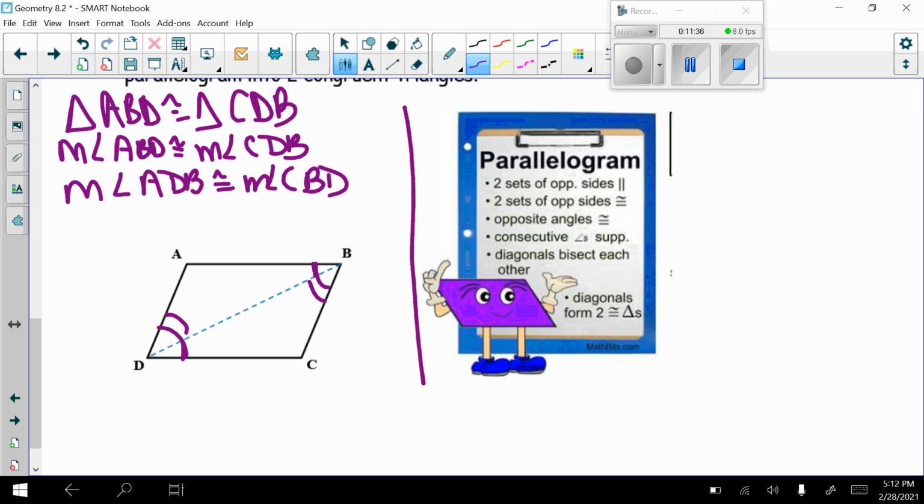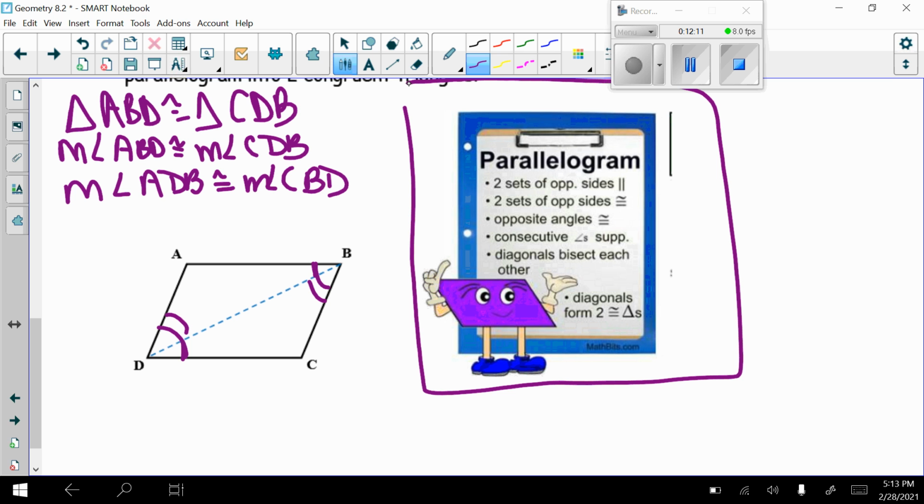And then in this little chart here, I put everything that we need to know about parallelograms. So just to recap, a parallelogram is a quadrilateral that has two sets of opposite sides that are parallel. It also has two sets of opposite sides that are congruent. It has opposite angles congruent. It has consecutive angles supplementary to each other. The diagonals bisect each other, and the diagonals form two congruent triangles. Those are all the properties of a parallelogram that we must memorize.